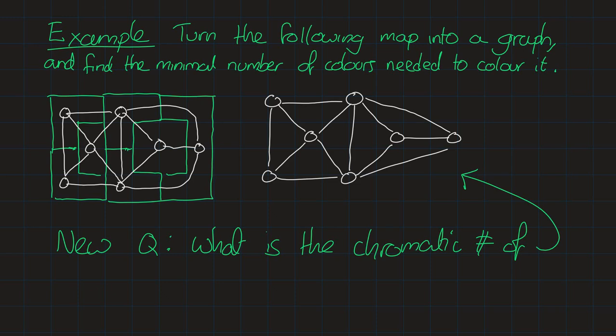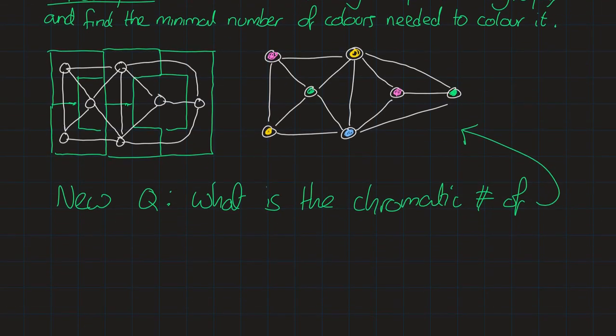For this graph right here, maybe I'll try and find a minimal colouring. So if I start colouring in some vertices, I'll colour this one green, maybe this one pink, this one yellow, this one blue, I'll do this one green, this one pink, and this one yellow. So this is a 4 colouring, so we know that the chromatic number is less than or equal to 4, okay?